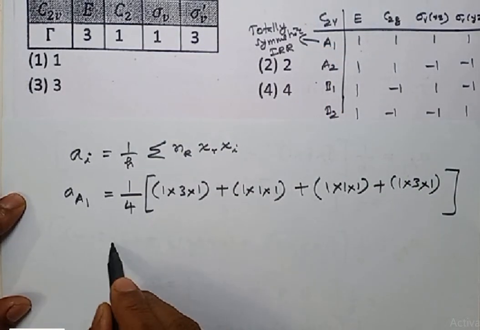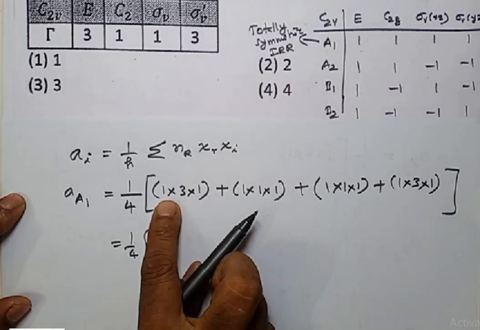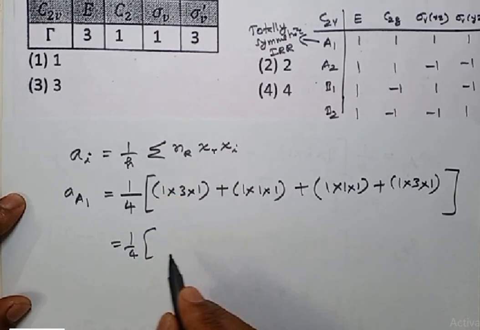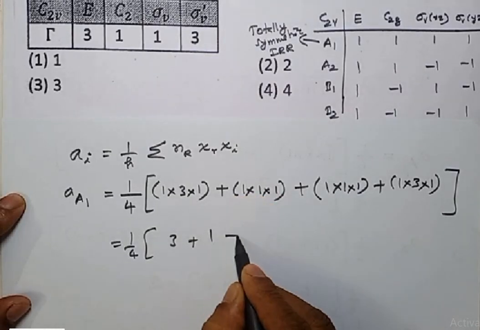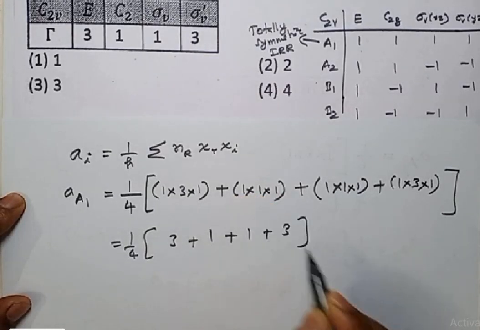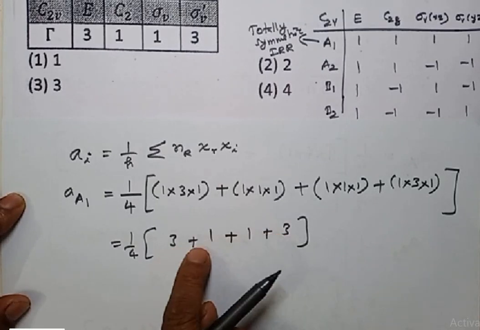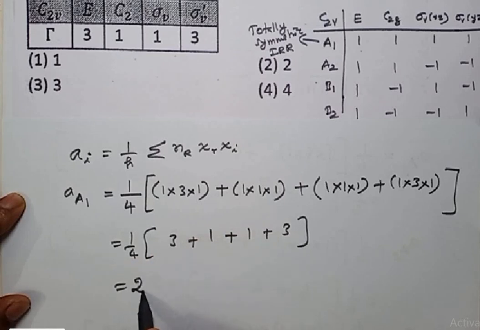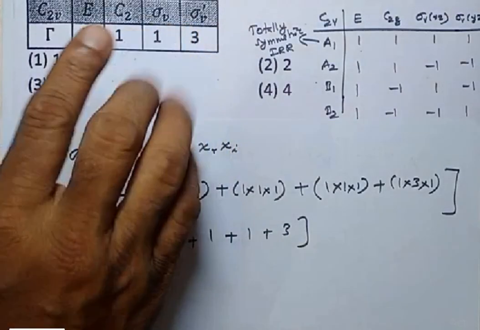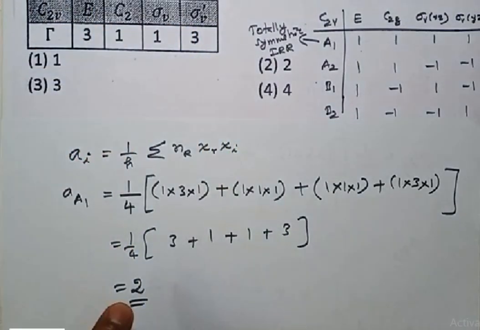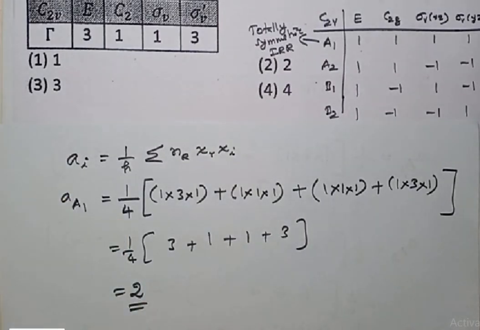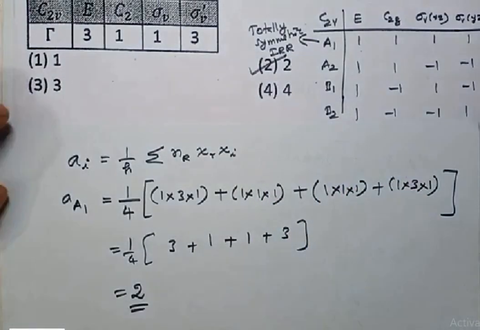Okay, so now you multiply. 1 into 3 is 3, 3 into 1 again 3. So 3 plus 1 into 1 into 1 is 1, plus 1 plus 3. What we get is 3 plus 1 is 4, 5, 5 plus 3 is 8. 8 by 4 is 2. So what does it indicate? It indicates that this reducible representation contains 2 A1 irreducible representations. Take note. Therefore, the correct option for this question is option 2 or option B.